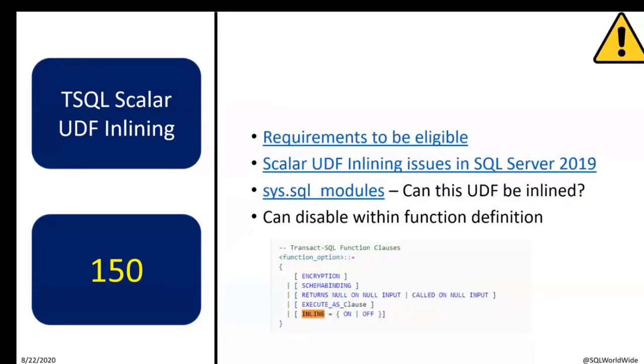But if there is a particular function that you do not want to get inlined for some reason, you can use those hints that I talked about, but you can also use this piece of T-SQL code that I'm showing in my slide within your function. You can hard code this into your function. If you say inline equals off, SQL Server will honor that, and it will not inline that particular function, even though you are in 2019.